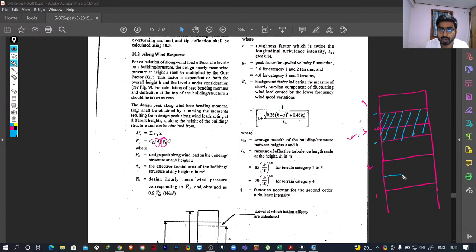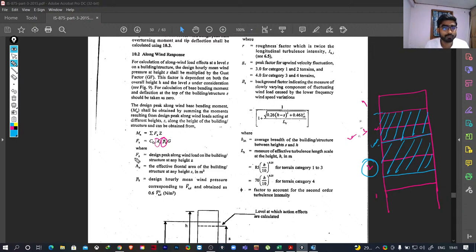And for level 2, it will be half of the level between 1 and 2 and half of the level between 2 and 3. This is the effective frontal area for level 2. So what you can do is directly go with the length and the height of the structure. If you have a similar height, obviously take half and half, it is the same. But in different cases, suppose you have a column height which is less than the upper one, then take it accordingly.